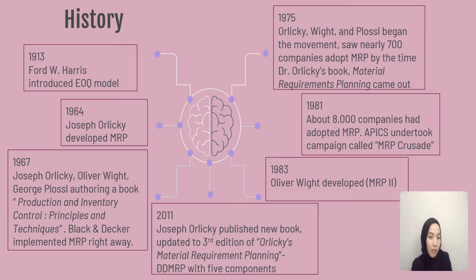The most recent development for MRP came in 2011 when a new book was published by Joseph Orlicky's original publishing company, McGraw-Hill, on the updated version of Orlicky's work, called the third edition of Orlicky's Material Requirements Planning. This edition introduced demand-driven MRP, so-called DDMRP, with 5 components, including strategic inventory positioning, buffer profiles and levels, dynamic buffer adjustments, demand-driven planning, and highly visible and collaborative execution.